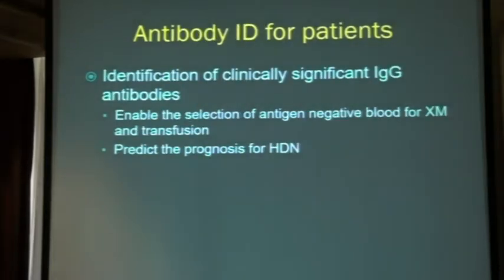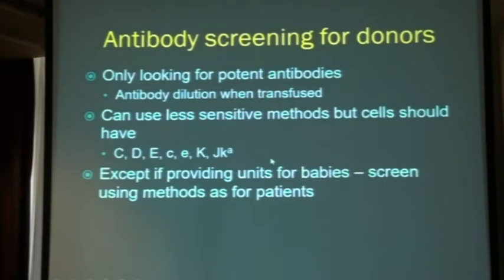Antibody identification for the patients: identification of clinically significant antigens. Antibodies enable selection of antigen-negative blood for cross-matching and prediction of prognosis of hereditary disease of the newborn.